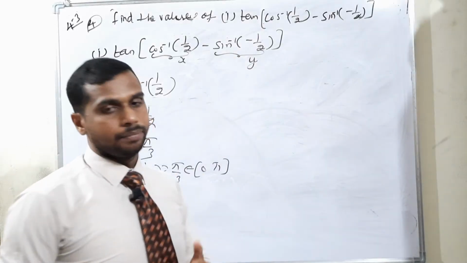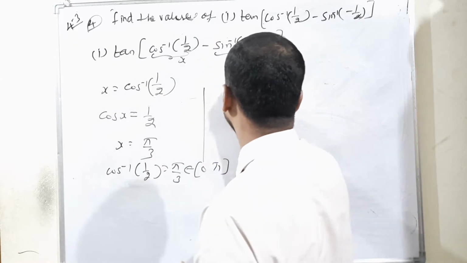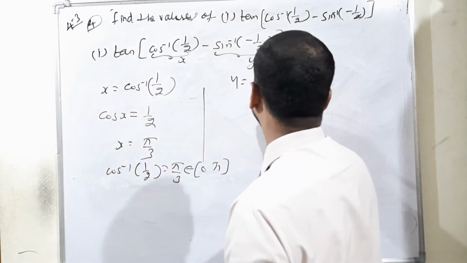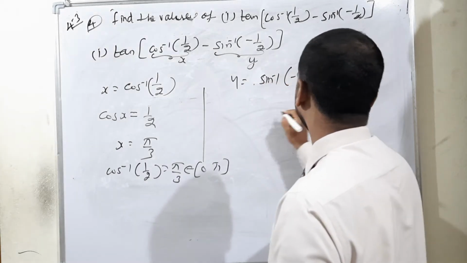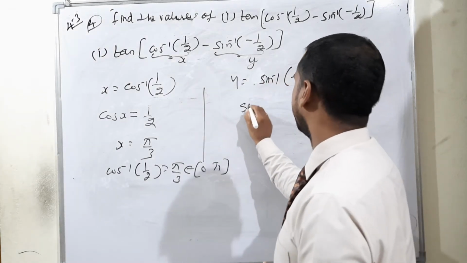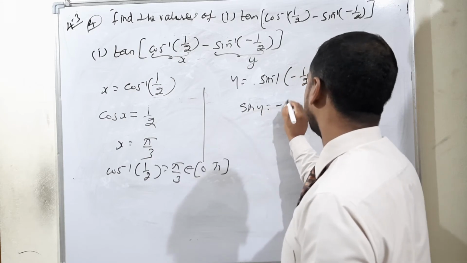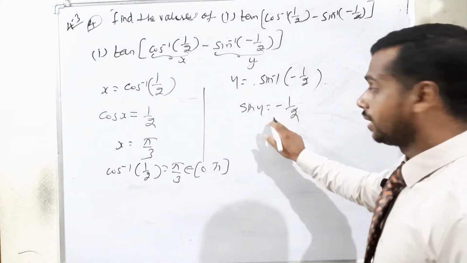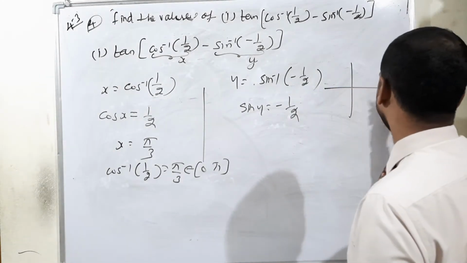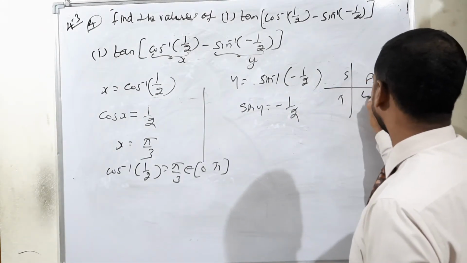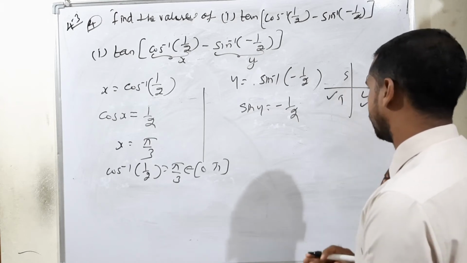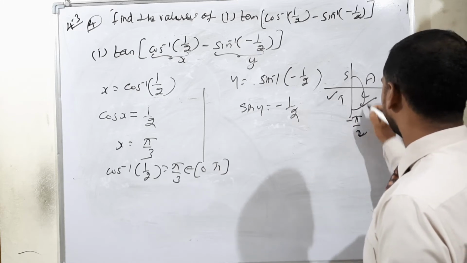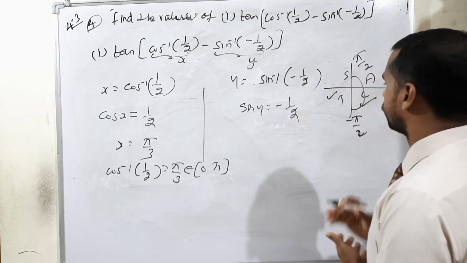Moving to the second term. What is our second term? y is equal to sine inverse of minus 1 by 2. Again, bring out the opposite sign, which means sine y is equal to negative 1 by 2. Now we have to draw, because sine will be negative. Sine is negative, so according to the unit circle, negative means third and fourth quadrants. Third and fourth means the range is actually minus pi by 2 to positive pi by 2.